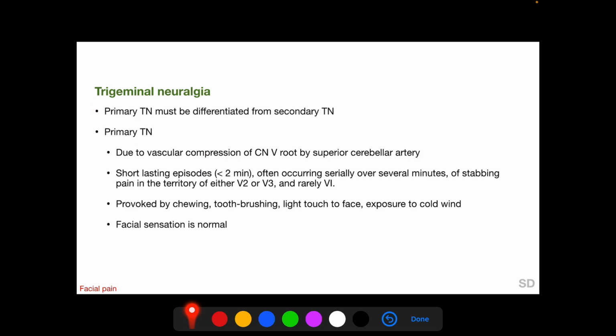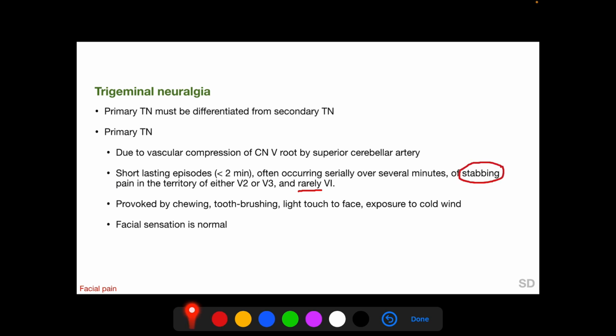Now, primary trigeminal neuralgia must be differentiated from secondary trigeminal neuralgia, and primary trigeminal neuralgia occurs due to vascular compression of the root of the fifth cranial nerve by the superior cerebellar artery. Trigeminal neuralgia usually involves the second or third division of the trigeminal nerve, and it rarely involves the first division. The pain in trigeminal neuralgia is short-lasting, less than 2 minutes, and often occurring serially over several minutes. The patient describes the pain as stabbing in character.